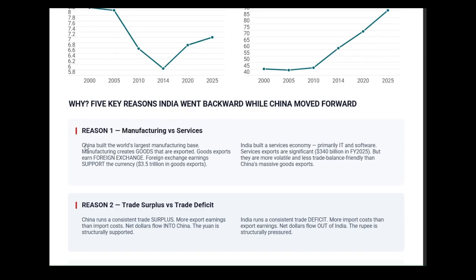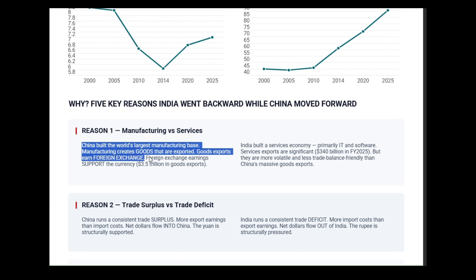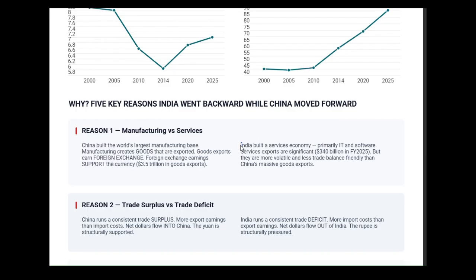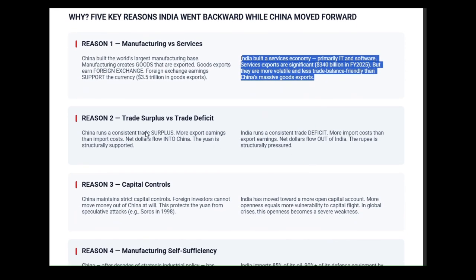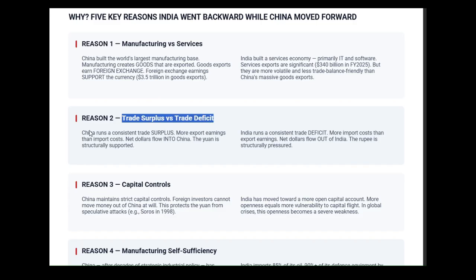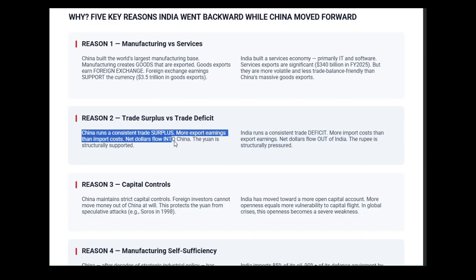Why? 5 key reasons India went backward while China moved forward. Reason 1, manufacturing versus services. China built the world's largest manufacturing base. Manufacturing creates goods that are exported. Goods exports earn foreign exchange. Foreign exchange earnings support the currency. India built a services economy, primarily IT and software. Services exports are significant, $340 billion in FY 2025, but they are more volatile and less trade balance friendly than China's $3.5 trillion in goods exports.